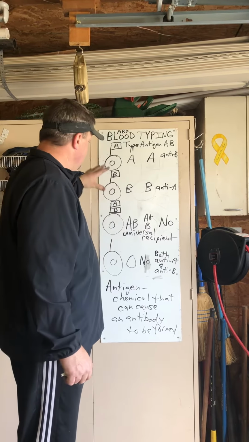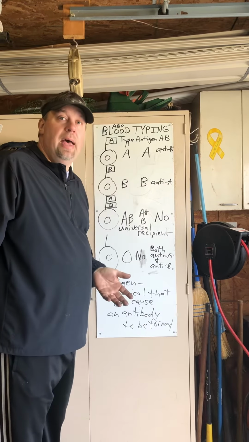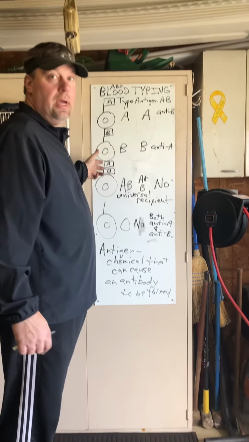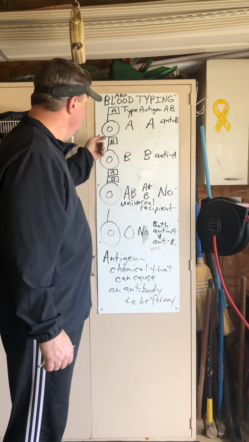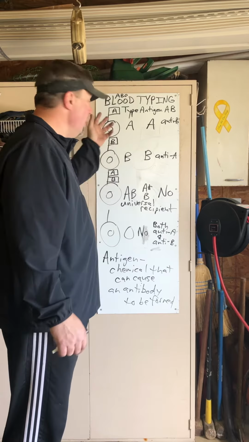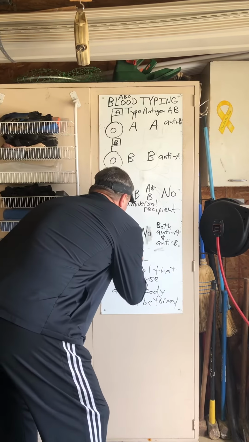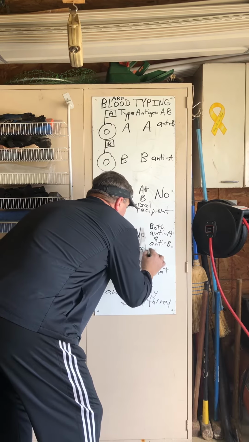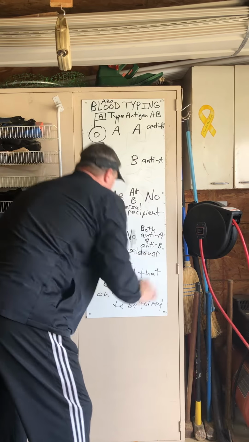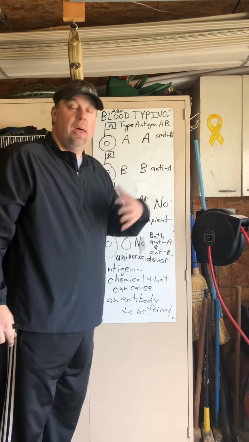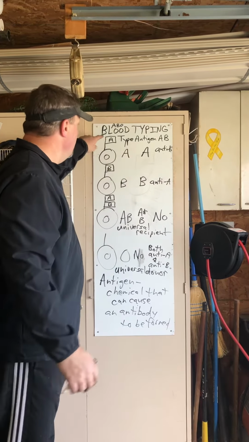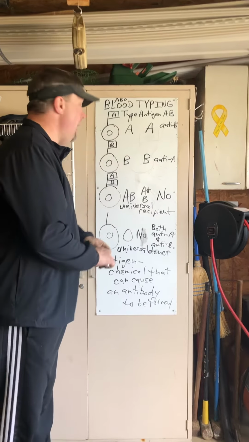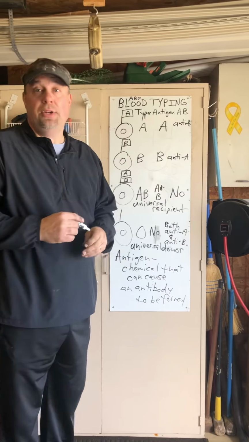You can put O into anybody. Why is that? Because it has no flag. So this is not going to fight it because it does not recognize any flag. No flag, no flag. It can go in all these. So we call it what? The universal donor. However, O can only take its own blood back. Why? Because it will not recognize any of these antigens and it will fight them. And that is basically blood typing in a nutshell.